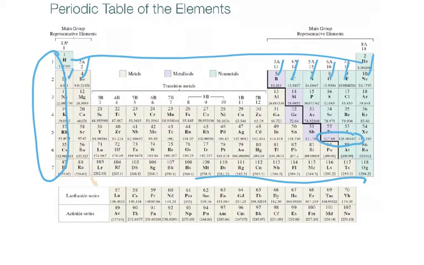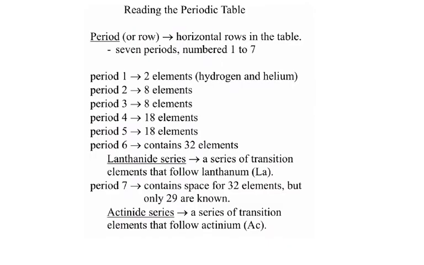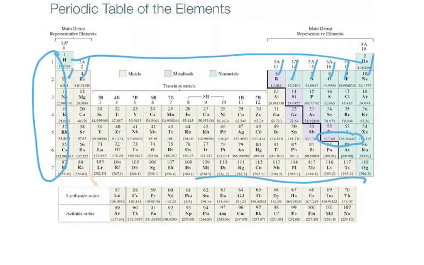Now, here's where it gets a little tricky. Period 6 actually contains 32 elements, okay? And I'm going to show you something, because if you look here, there's this little arrow pointing at these 2 rows down here. And this first row is led by the element lanthanum. And this entire row is called the lanthanide series. But the lanthanide series actually is part of period 6. It actually belongs in this box right over here.